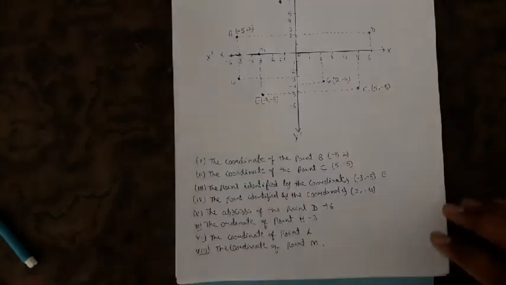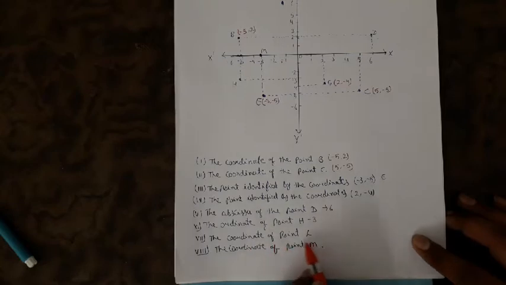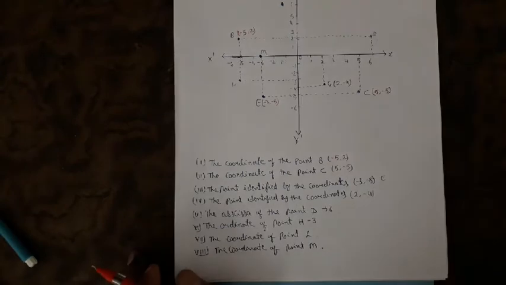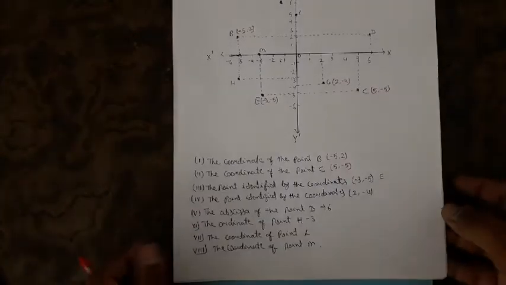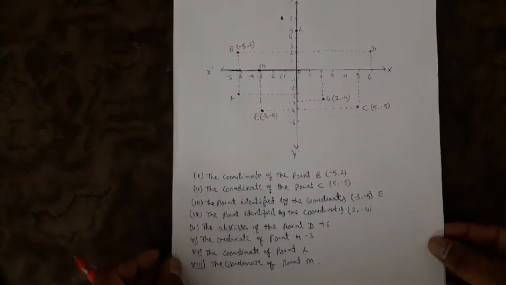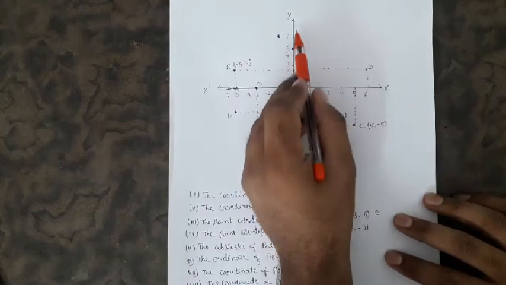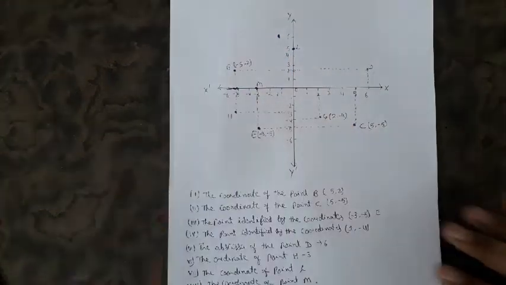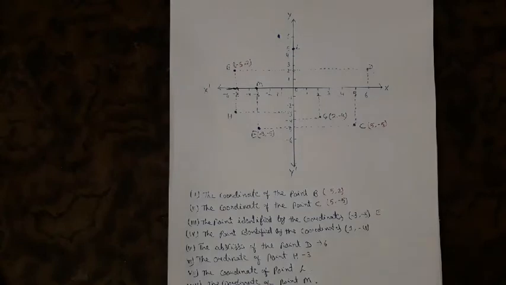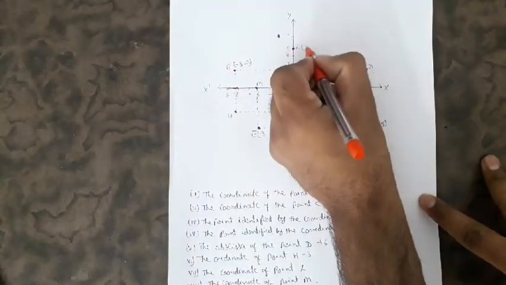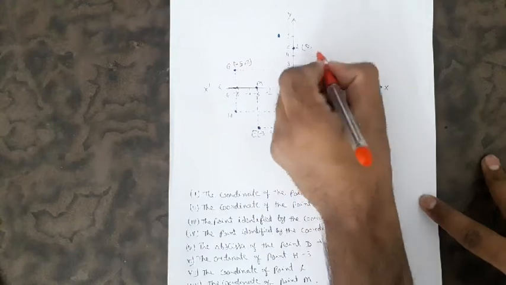Understand? Then next we have the coordinates of point L. First we have to see where the point L is lying on the Cartesian plane. See, here we have point L. So point L is on the y-axis. For a point lying on a particular axis, the value of the opposite axis would be 0. So L is on the y-axis, which means the value of x would be 0 and the value of y is 5. So the coordinate of L is 0 and 5.